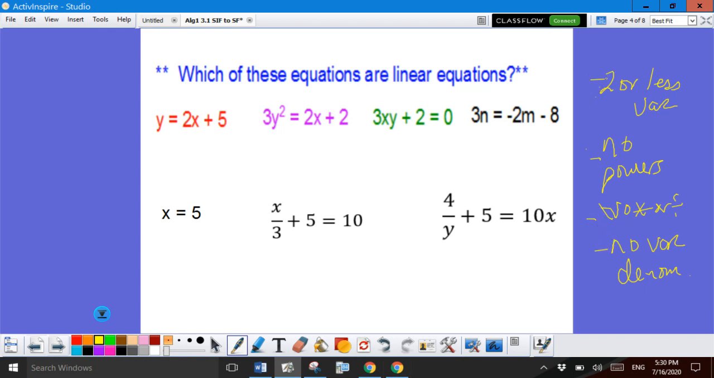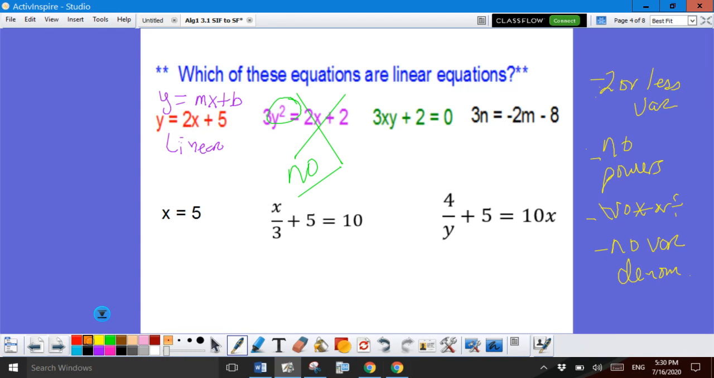So let's take a look at what we've got here. Let's take a look at this first one. So y equals 2x plus 5. That one has 2 or less variables. There's no powers. It's not multiplying or dividing, and there is no denominator that's a variable. So this one is linear. Okay, as a matter of fact, that is in y equals mx plus b form, which is really important. If I look at the second one, what do I see right there? That is a power, and it says we can have no powers. So that one is a no. It is not linear.